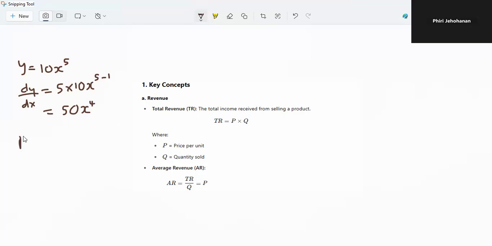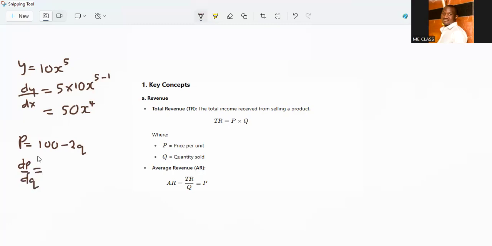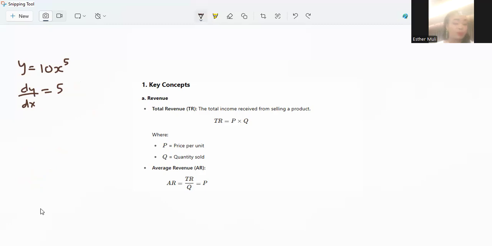So if you have P equals 100 minus 2Q, differentiating, this is dP over dQ, because there's P on the left side and Q on the right side. Whenever you're differentiating a constant, it is 0. And differentiating 2Q, it is negative 2. You need to understand how these derivatives come about. So we gave examples of a number of functions we can differentiate.